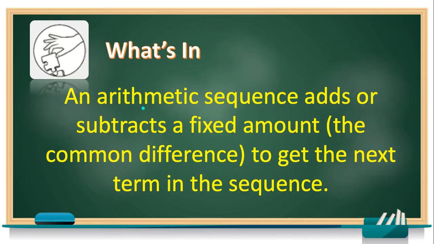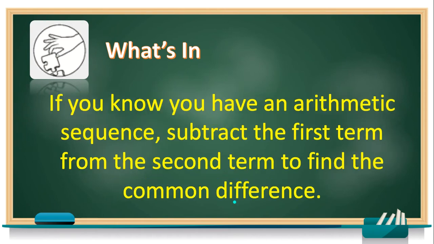Remember that an arithmetic sequence adds or subtracts a fixed amount of value, which we refer to as the common difference, to get the next term in the sequence. Subtract the first term from the second term to find the common difference if you know you have an arithmetic sequence.